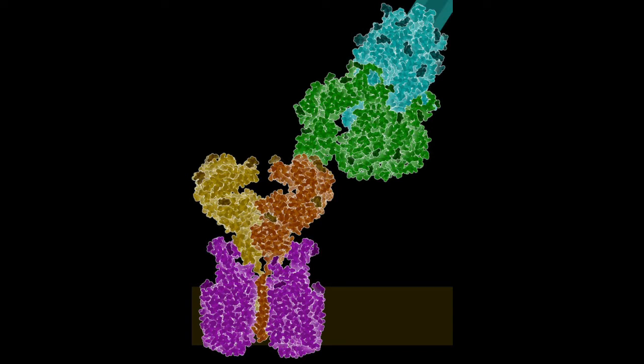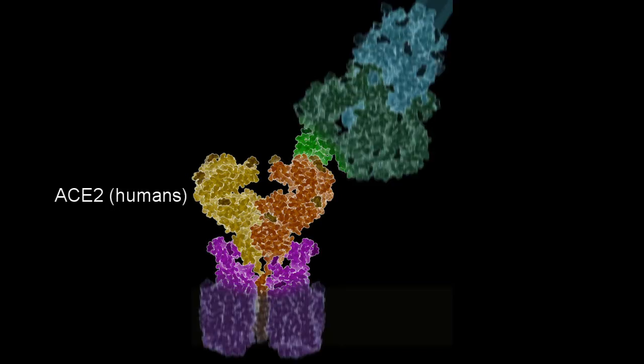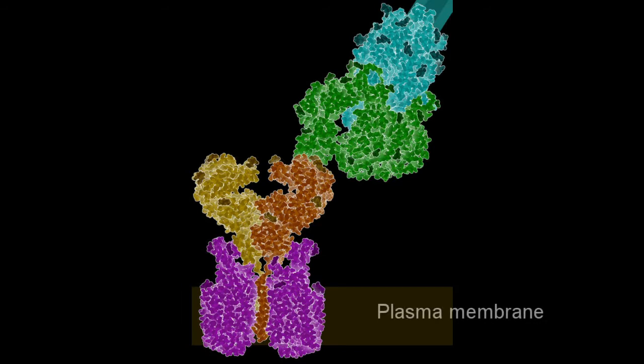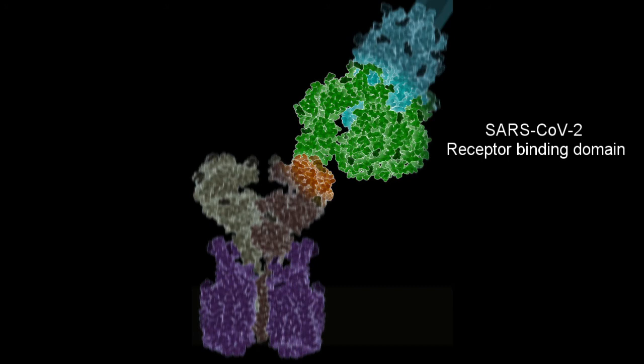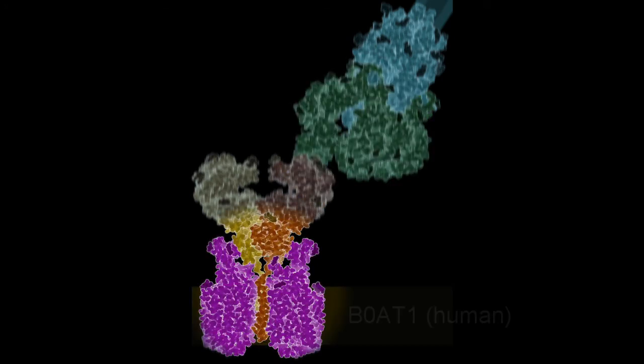Spike protein binds to ACE2, angiotensin converting enzyme 2, on the surface of cells. ACE2 is an enzyme that activates angiotensin, a peptide hormone involved in control of blood pressure. ACE2 is found on lung, heart, kidney, and intestinal cells, making these cells the target for infection by the virus. In the complex of ACE2 with the receptor binding domain of the SARS-CoV-2 spike protein, ACE2 is also bound to the amino acid transporter B0AT1.